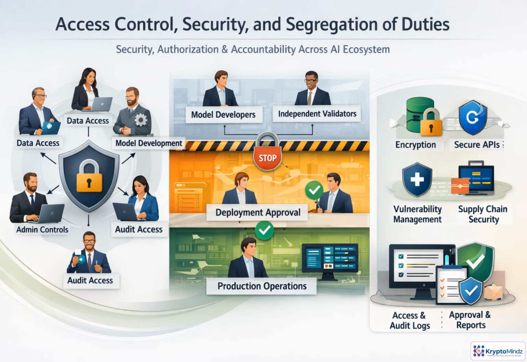A governed AI environment needs more than a login screen. Access should match the role, the asset, and the risk. Data scientists, engineers, validators, business owners, operators, and auditors should not all hold the same powers. The key control is separation. The person who builds a model should not independently validate it, approve its release, and operate it in production. Security then wraps the chain with encryption, secrets management, secure APIs, vulnerability controls, and supply chain checks. Every privileged action and exception should leave evidence, so accountability is provable.